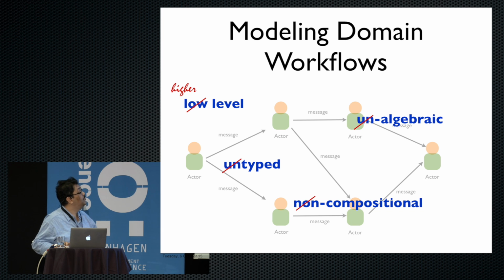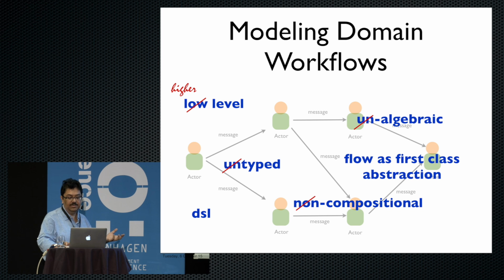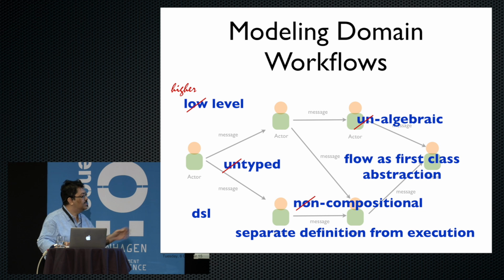And on the other hand, we would like to have something which is higher level, which is typed, which is algebraic, and which is compositional. Plus, it's good if we can have a DSL around it, a domain-specific language. Plus, since we are modeling workflows, we would like to have flow as a first-class abstraction. And this is one of the core principles of functional programming as well. Separate definition from execution. Because if you can separate definition from execution, you can compose multiple definitions to form a larger definition. So our wish list is this.